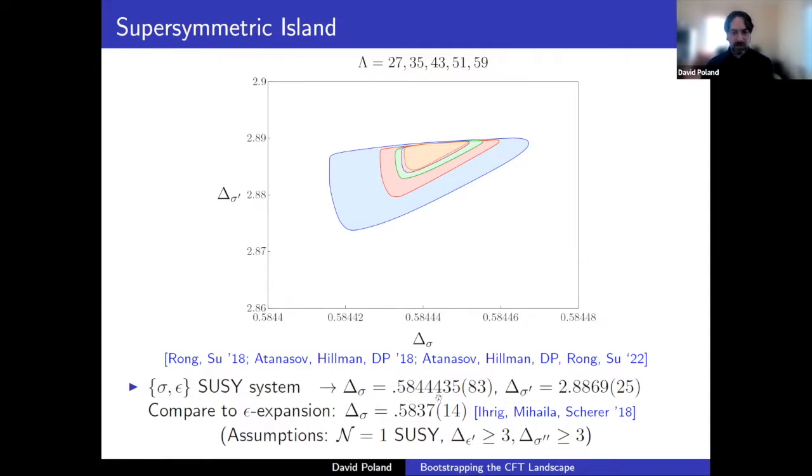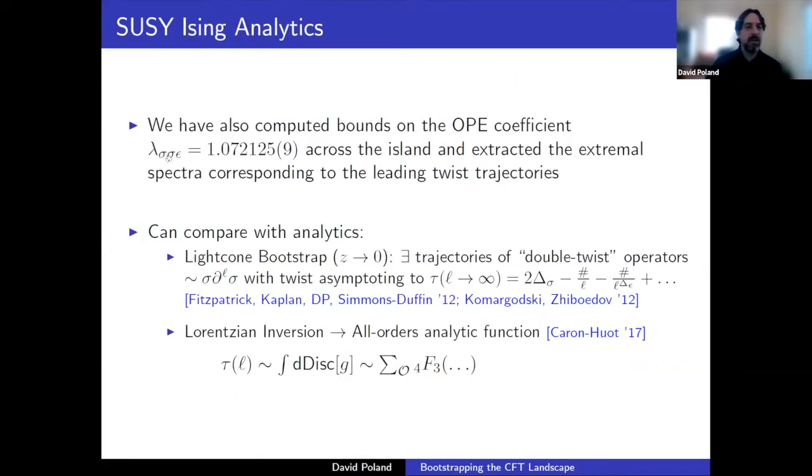And these results compare nicely to estimates from resummations of the epsilon expansion by Ihrig, Michaela, and Scherer, which has larger error bars, but seems to be compatible with our result. Across this island, we've also computed bounds on the leading OPE coefficient, so delta sigma sigma epsilon, and we can get a David, yep, just a quick question about delta sigma.